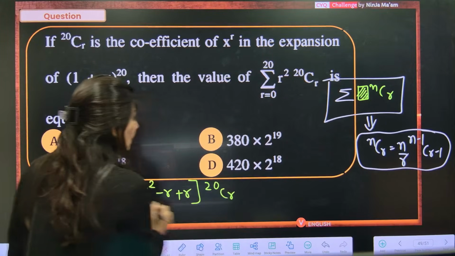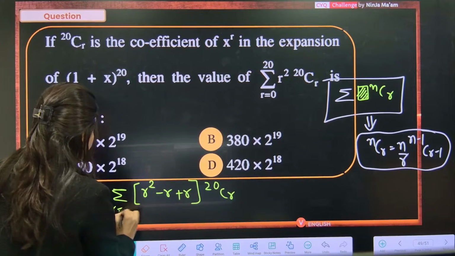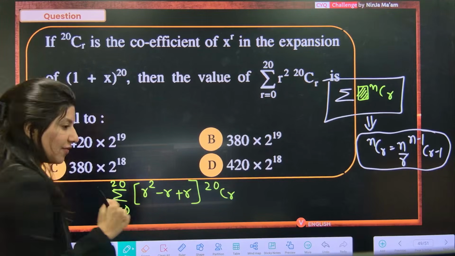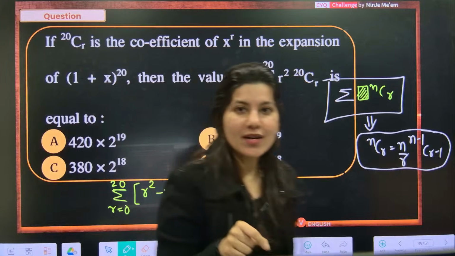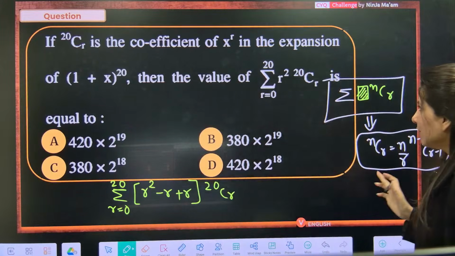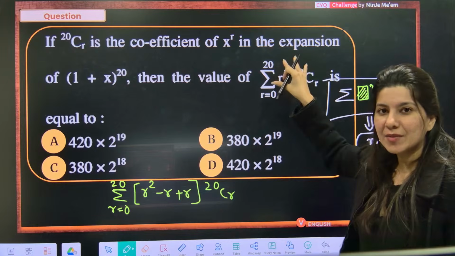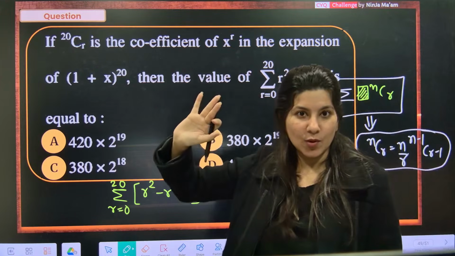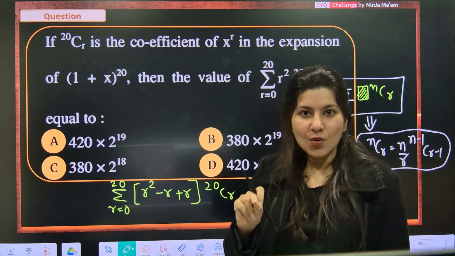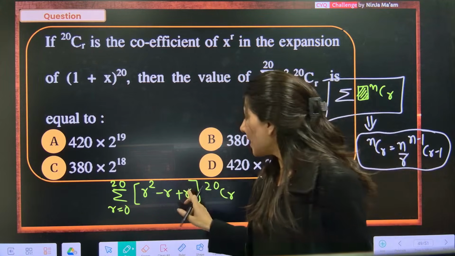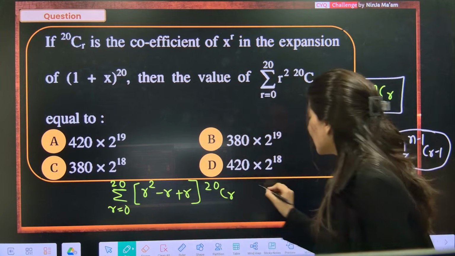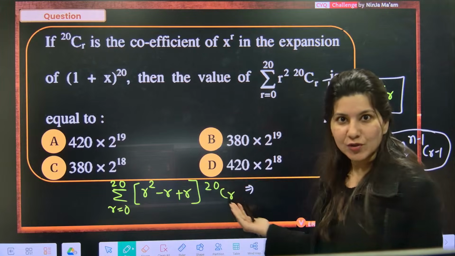Sigma 20Cr, r is equal to 0 to 20. So whenever there is r square, see, if just r is getting multiplied, then simply apply the property directly. But whenever there is r square, you have to minus r and plus r. Okay. Why? I am going to tell you right now.